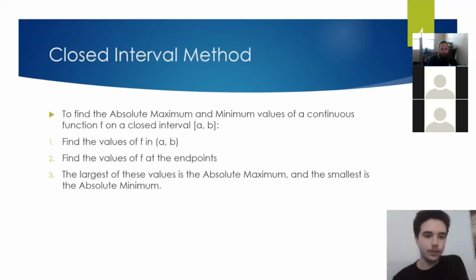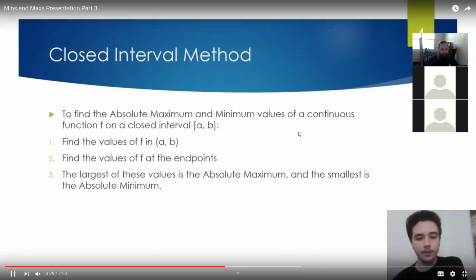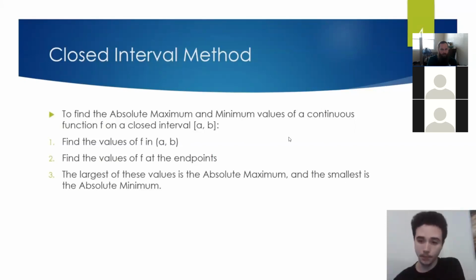So here we are introduced to the closed interval method. To find the absolute maximum and minimum values of a continuous function f on a closed interval a comma b, we're going to want to first find the values of f at the critical numbers in a comma b, and then we're going to find the values of f at the endpoints. The largest of these values is the absolute maximum, and the smallest is the absolute minimum.